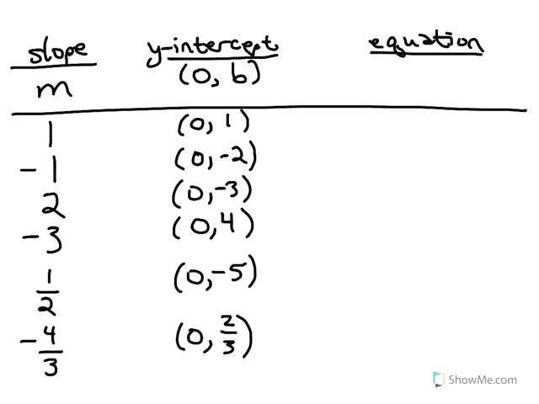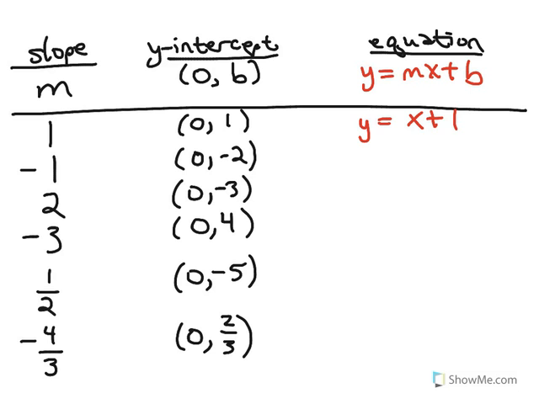If you are given that the slope of a line is m, and the y-intercept is the point (0, b), remember that y-intercepts are on the y-axis, so the x-coordinate will always be 0. The equation is y equals mx plus b. Filling in our table down the line then, y equals 1x plus 1. Note that when the slope is 1, you don't have to write it.